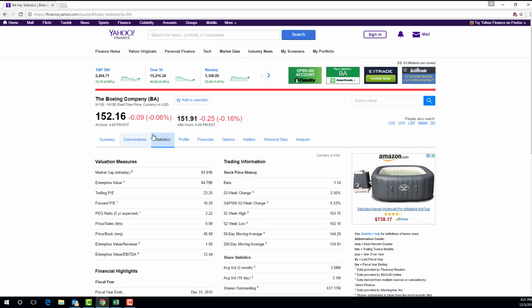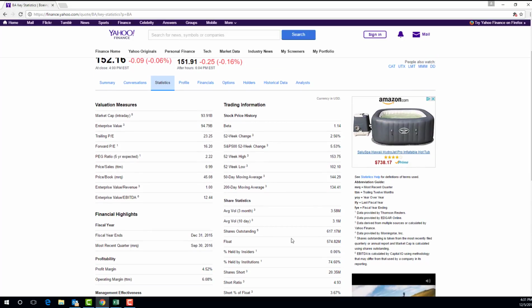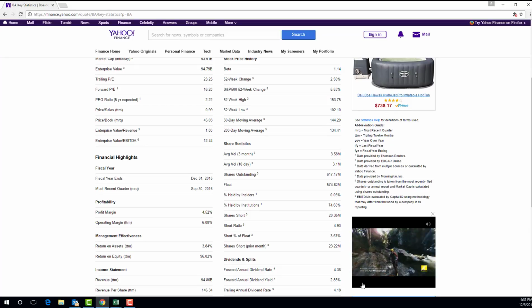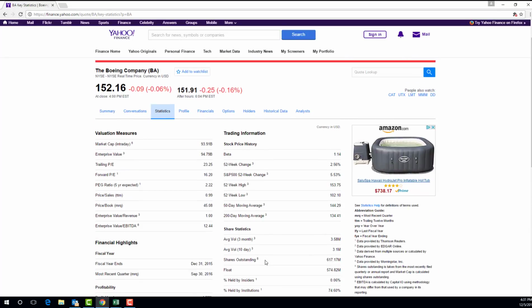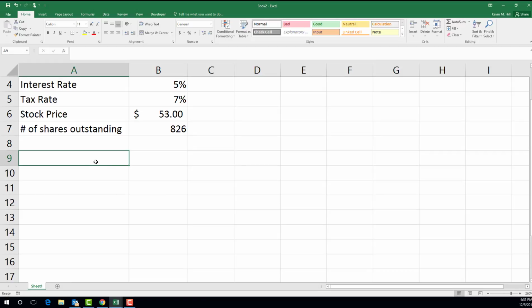If you go under the stock, go under statistics, and then you have your shares outstanding number. There's a lot of different ways to find that number, but that is the easiest in my opinion. So let's go back to our worksheet. So now I'm going to work through all of the different methods of the common stock financing, the debt financing, the 70-30 stock to debt, and 70-30 debt to stock.